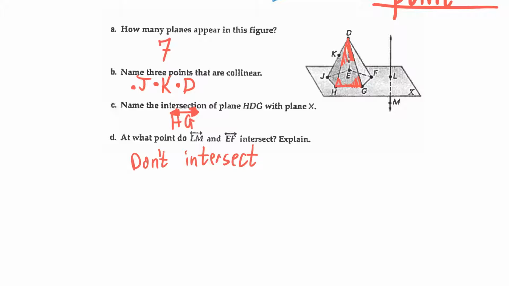Okay, so we talked about it a second ago. What would we say about those two lines then? They are skew lines. Good. Again, we'll talk more about that tomorrow, but they're definitely not parallel to each other, LM and EF, but they're not going to hit each other either.